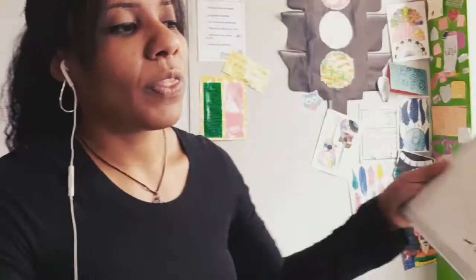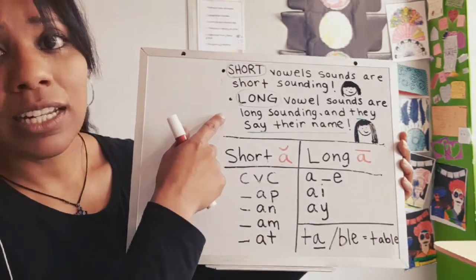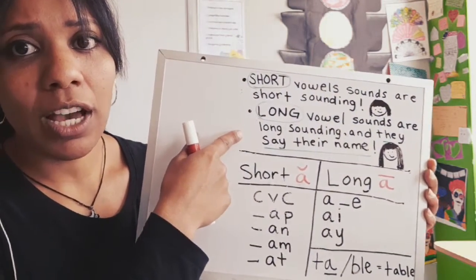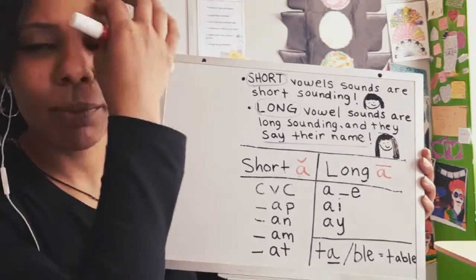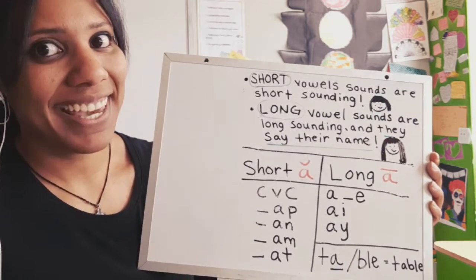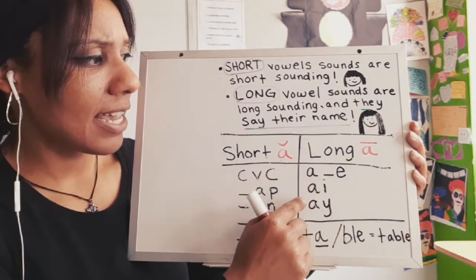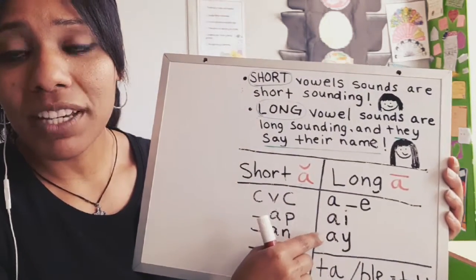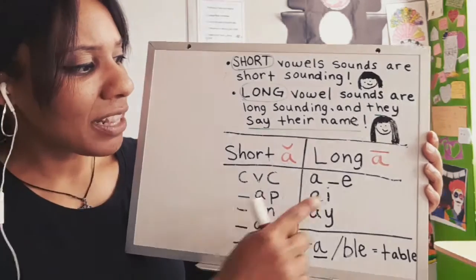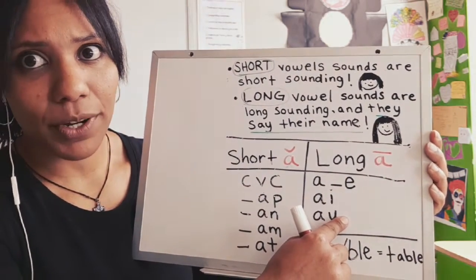Good job. Now, let's go over to the long A, okay? So with the long A, we remember that it says the name of the letter, okay? So for the long A, it says the name of the letter. And we remember, what's the name of the letter A? A. Good job, right? But I have a few tips because when we're looking at words, if we look for these combinations, we can figure out that it's a long A word, okay?